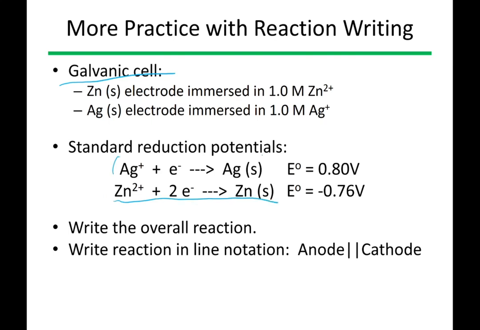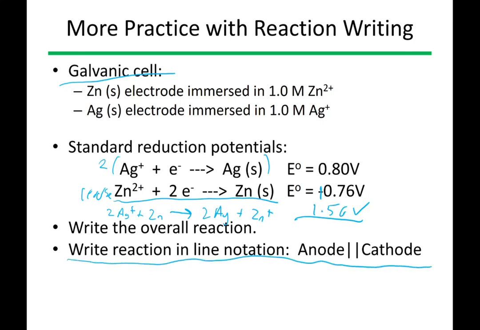To make the electrons add up, we'd multiply them by 2. And so we'd get 2Ag plus zinc goes to make 2Ag plus the zinc cation. And when we reverse this, we'd change the sign, so the potential would be 1.56 volts. So when we're going to write this now, we're going to try writing it in line notation.